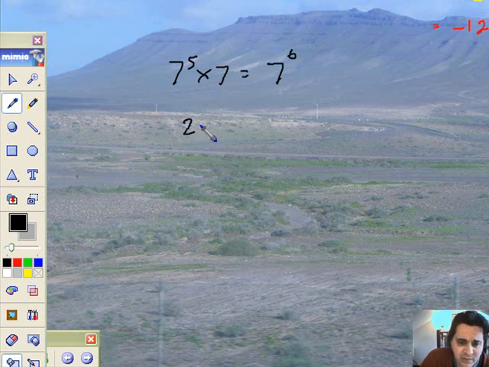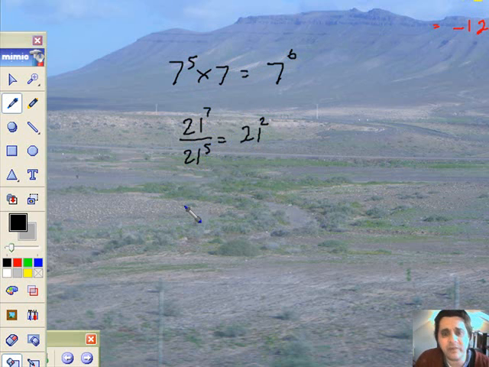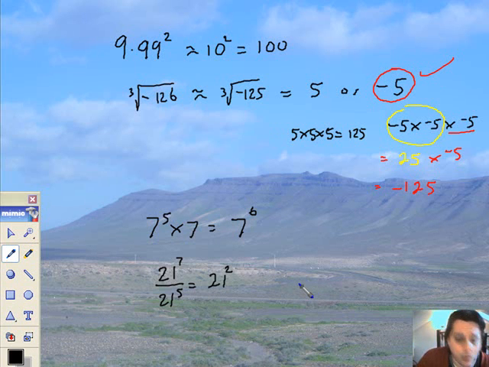5 plus the invisible 1 makes 6. Right. Remember, dividing powers, 21 to the power of 7, don't have to work it out, divided by 21 to the power of 5, simply subtract the powers, 21 to the power of 2, 7 take away 5 is 2, and that's all I want to do with that one. Question 6, find the value of, in other words, literally work it out.